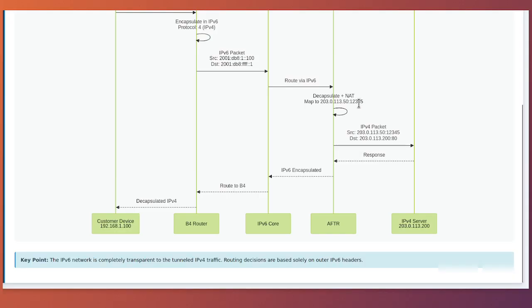The AFTR records this mapping in its NAT state table, associating the customer's private address and port with the public address and port, along with information about which B4 element originated the connection. The translated IPv4 packet is then forwarded to the destination server on the IPv4 Internet. Return traffic follows the reverse path. The AFTR receives IPv4 packets destined for its public addresses, looks up the appropriate B4 and private address in its NAT table, encapsulates the packet in IPv6, and sends it through the tunnel to the correct B4 element.